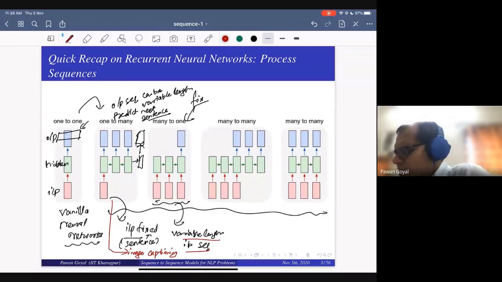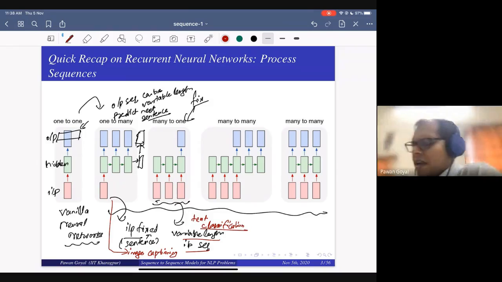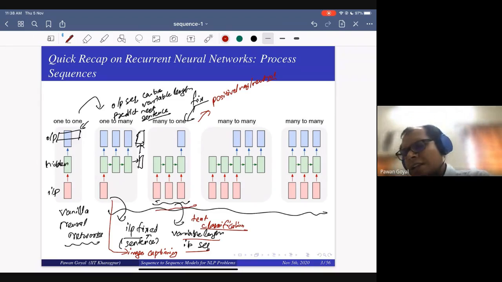Text classification, very good, yes. So you have text classification as a possible application. Your input is a sentence, say a review, and that can be of any length, but finally you want to predict whether the sentiment is positive, negative, or neutral. So again it's a many-to-one, and there you can use RNNs. Then you have sentiment classification, yes, very good.